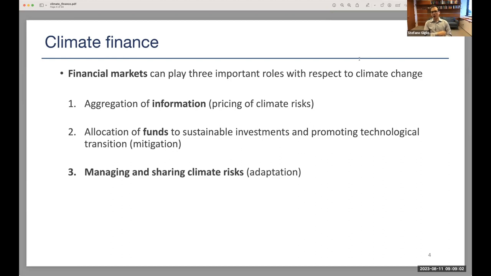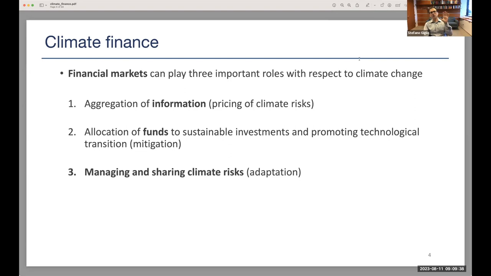And then there's a more asset pricing role, which is, as I mentioned before, managing and sharing climate risks. The separation between two and three is very analogous to the standard distinction that people make in climate science and climate change, which is between mitigation and adaptation. Mitigation means those actions we do today to reduce the probability or change the path of the climate. Adaptation is, if you can't do that, basically adapting to the damage of climate change. So financial markets play a role in both of these aspects of addressing climate risk.